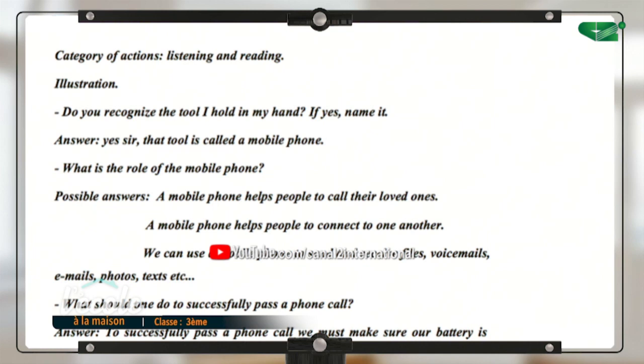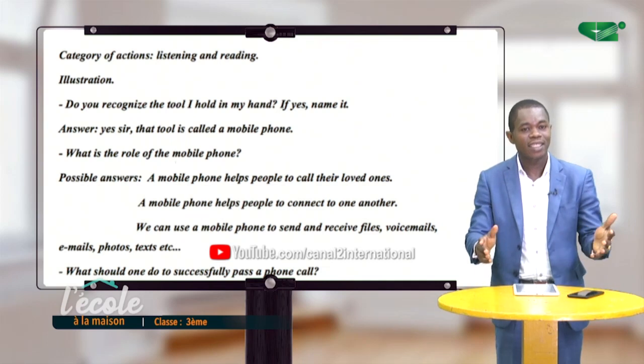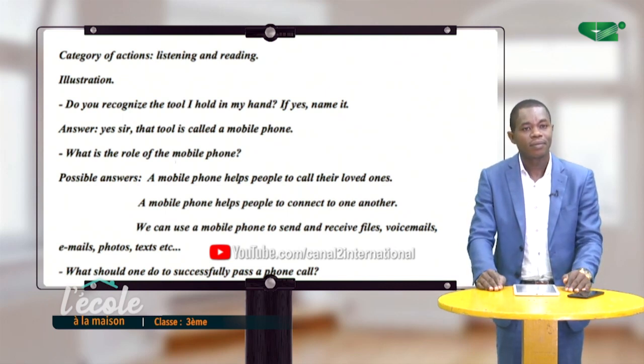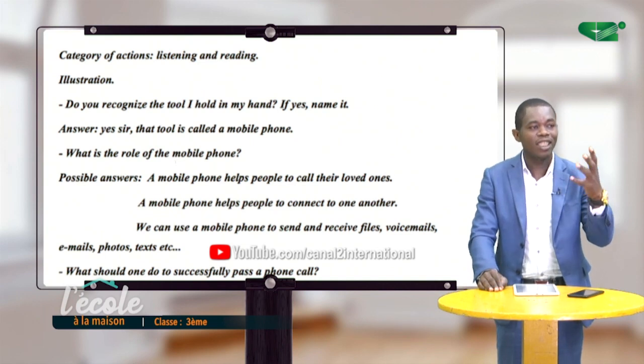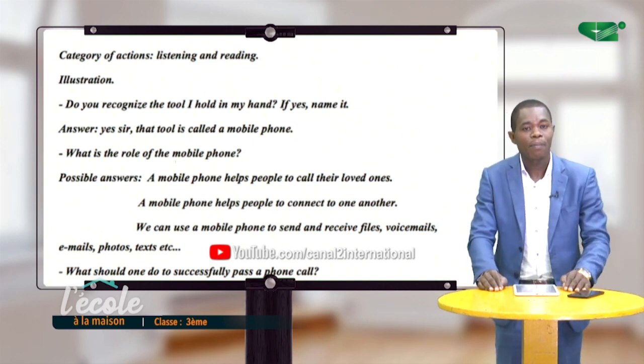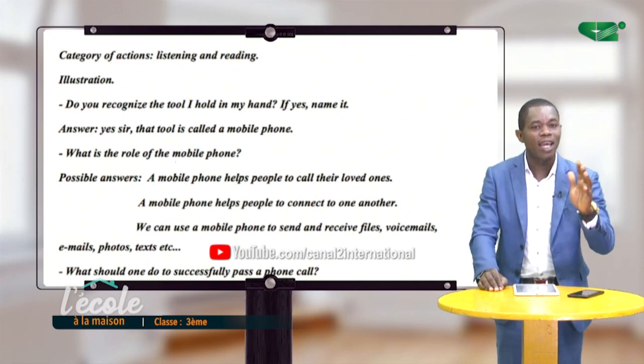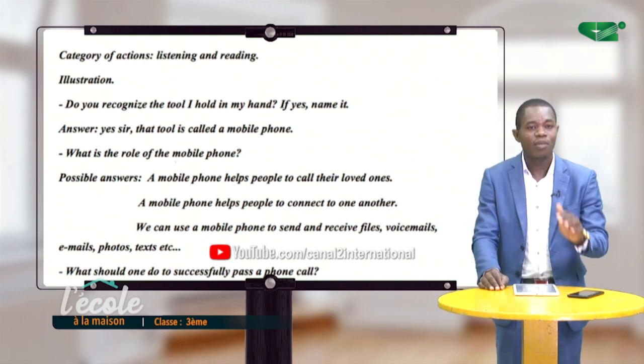Perceptibly, your answer should be in that case, yes, sir. And then you continue by saying that tool is called a mobile phone. And when you name mobile phone, it rings a bell in the teacher's mind. That is, you have named an ICT tool. The teacher could go ahead by asking you, for instance, is the ICT tool that you have named a traditional one or a modern one?